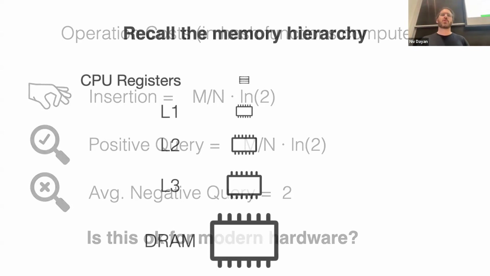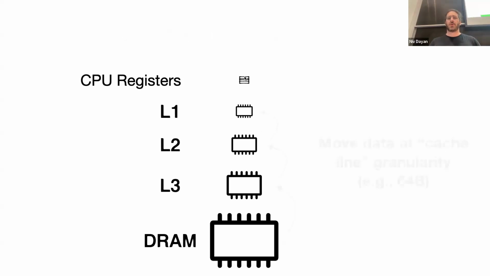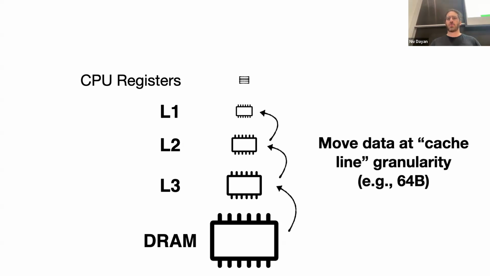Okay, well, let's first of all understand a few things. So the filter is supposed to reside in memory, right? And this is kind of an illustration of what the modern memory hierarchy looks like. So you have memory, you typically have 3 layers of caches with different sizes, and finally you have some CPU registers.